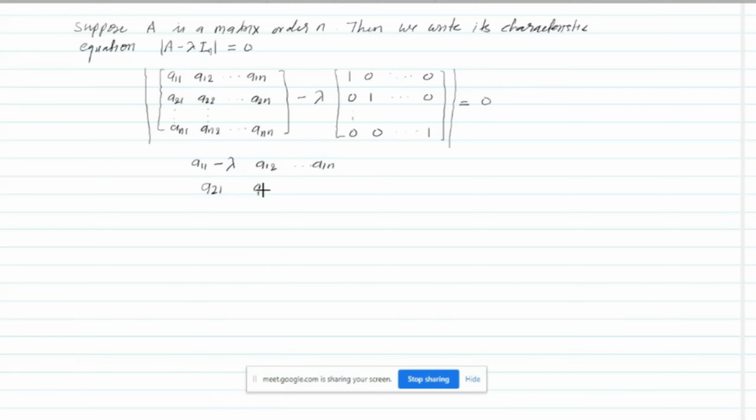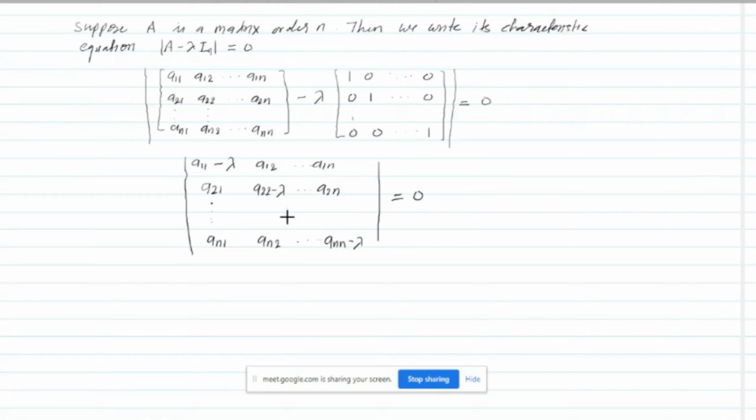So you write A22 minus lambda up to A2n, and the last row will be An1, An2, and the last element you will have Ann minus lambda. Put this in the determinant, and this equals 0.